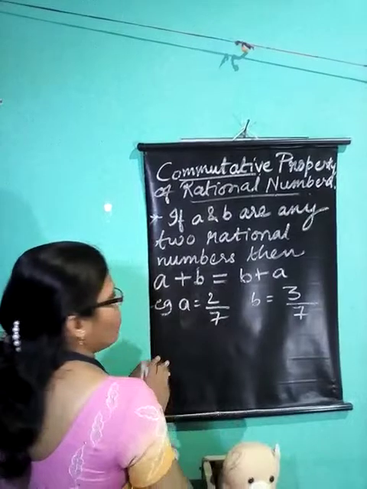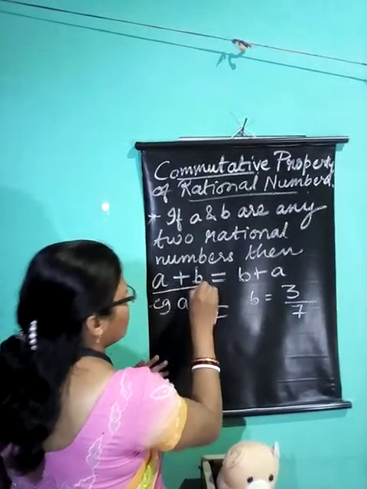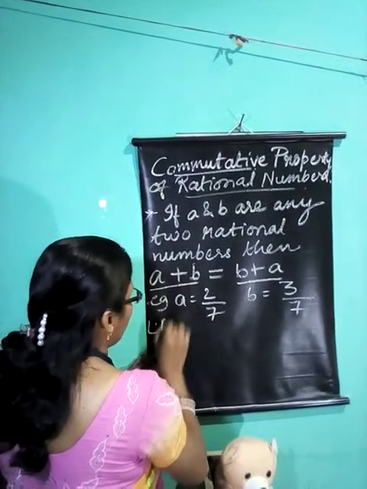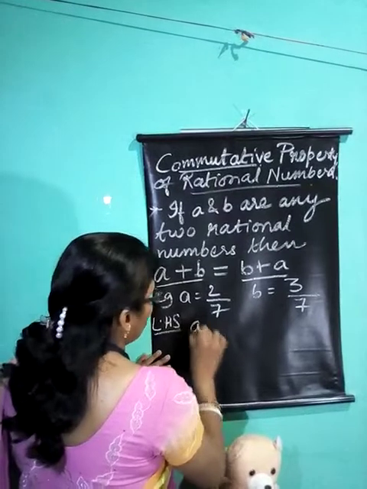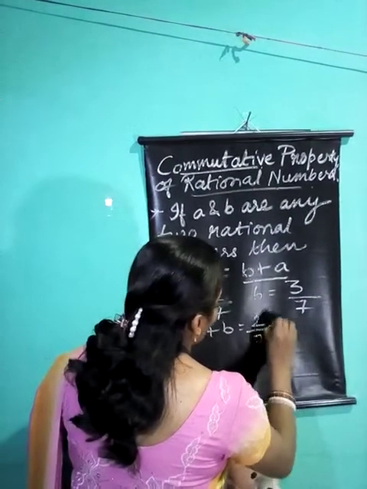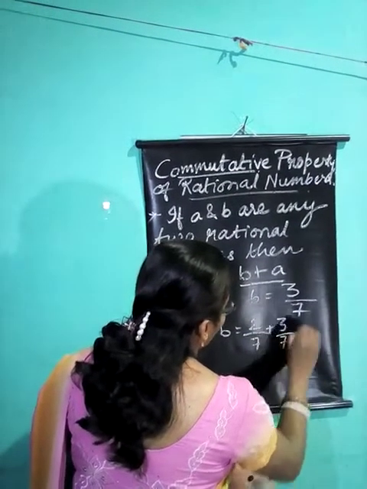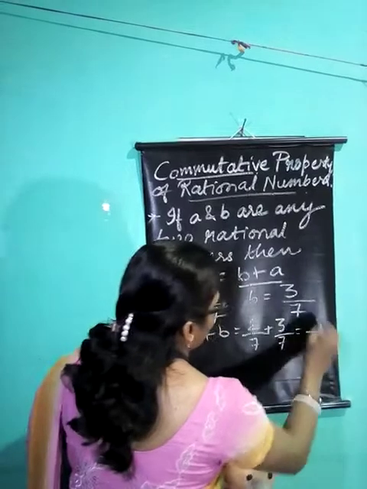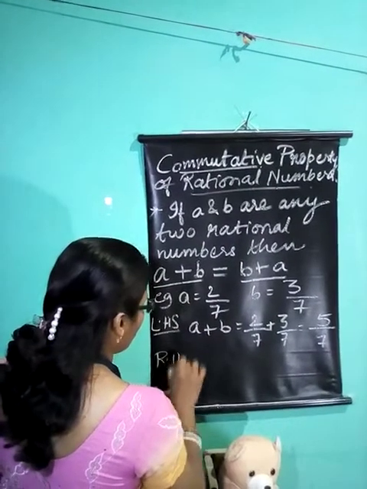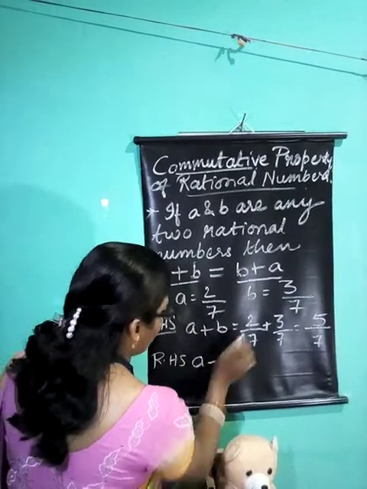So for showing A plus B is equal to B plus A, A plus B is your LHS, the left hand side. Add it. How much do you get? 2 by 7 plus 3 by 7. You get 2 plus 3, 5, so 5 by 7.